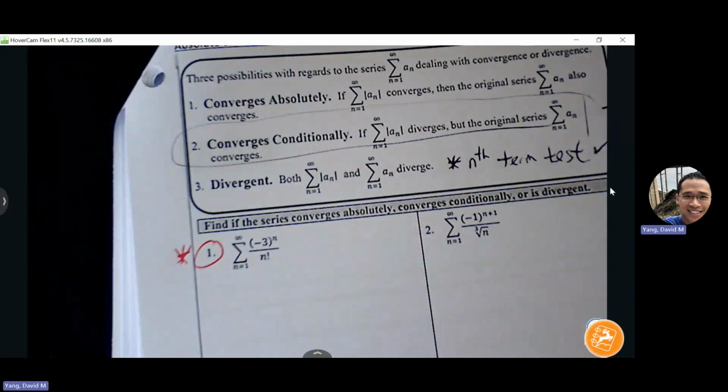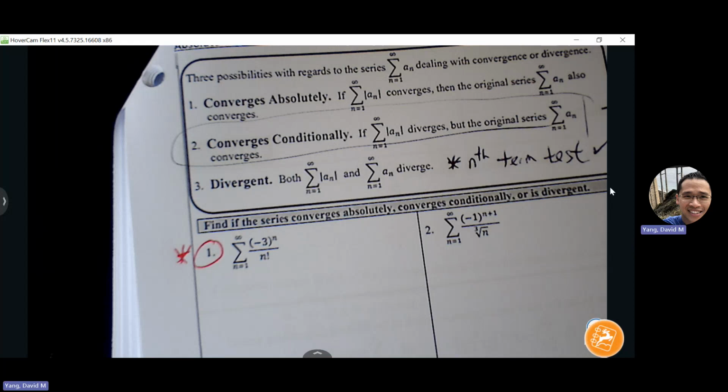True, vice versa. I mean, not true vice versa, but if the one with the alternator diverges, then without the alternator it would always diverge. If you find that it would diverge with an alternator, it would always diverge without an alternator. Yes, that's right.